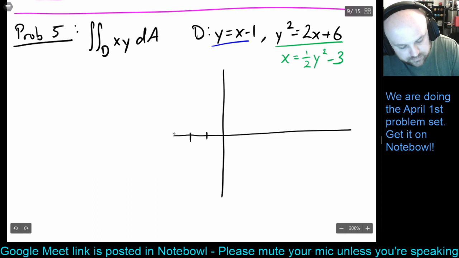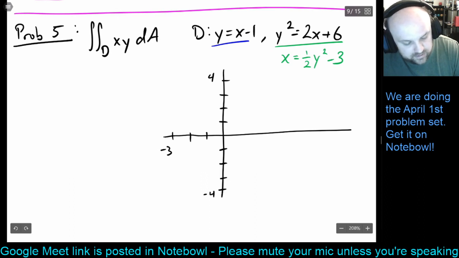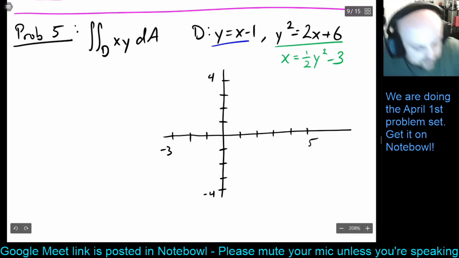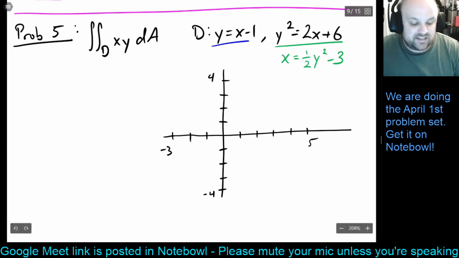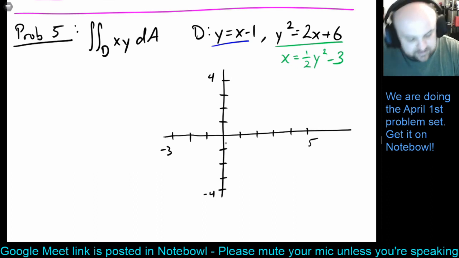One, two, that's -3 here. Go to 1, 2, 3, 4. 1, 2, 3, and 4. Let's see. 2, 3, 5. I think that's enough. Let's see. So y equals x minus 1. Pretty simple line to graph.